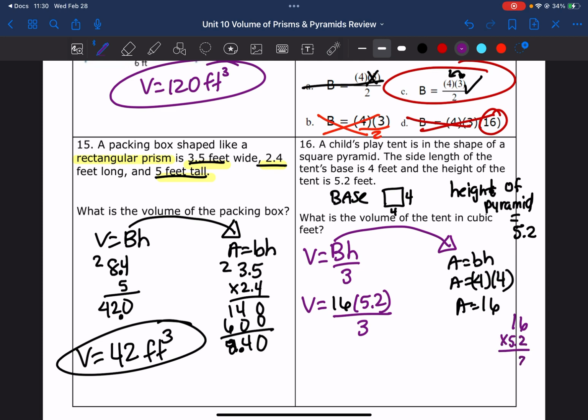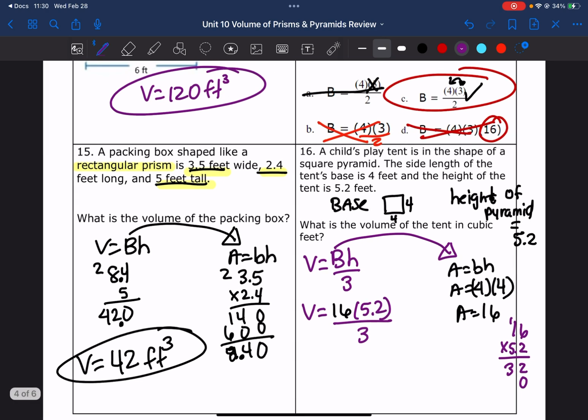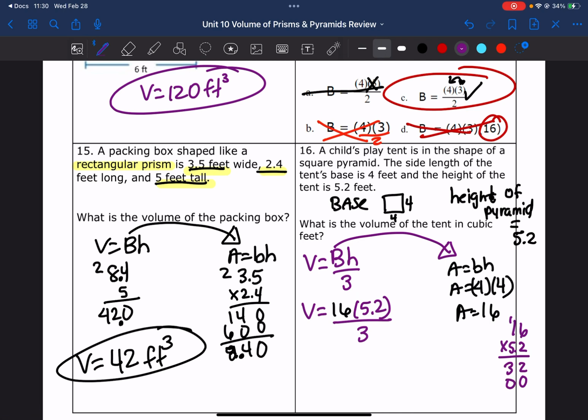2 times 6 is 12. 2 times 1 is 2 plus 1 is 3. 6 times 5 is 30. 5 times 1 is 5. 6, 7, 8. So we get 832, but I have a decimal, so that's 83.2. So volume is equal to 83.2 divided by 3.